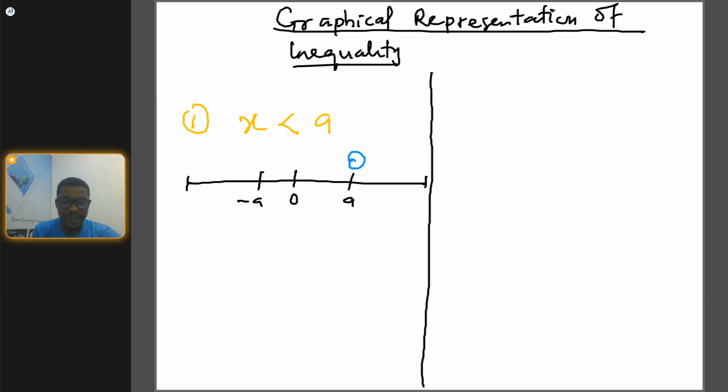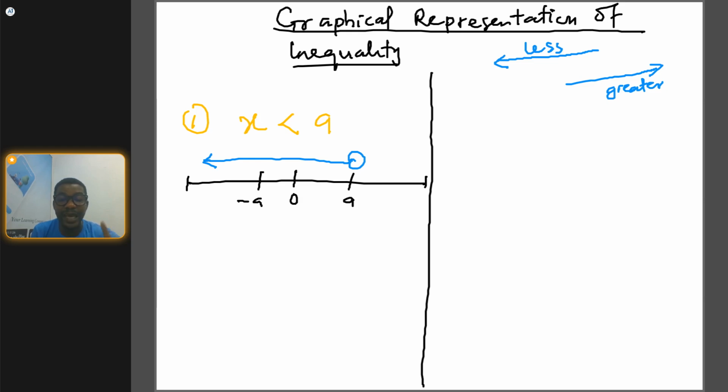Now, when you are dealing with less than, to which direction do you move? Take note, when it is less than, you move in this direction. When it is greater than, you move in this direction. So take note of these two arrows. Because this is dealing with less than a, the direction will be this way. So this is going to be the graphical representation of x is less than a.